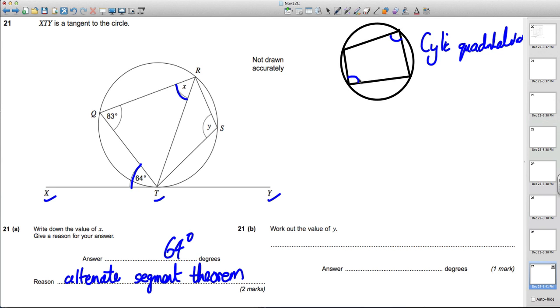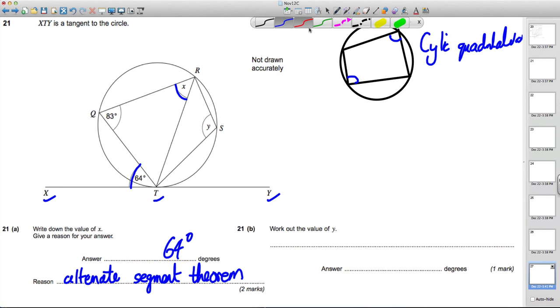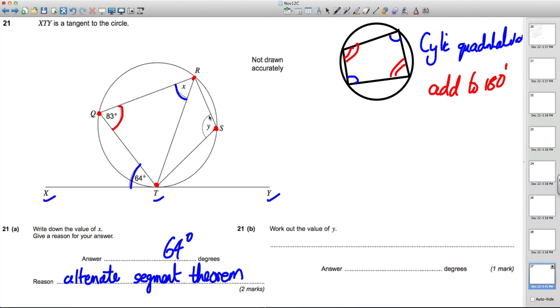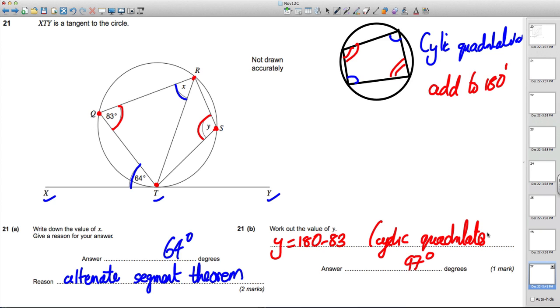Now that angle and that angle add to 180, and that angle and that angle add to 180. So this is cyclic, because look, those points, forget about triangles now, we've got a quadrilateral. That angle and that angle must add to 180, so y must be 180 subtract 83, which is 97 degrees. And the reason is cyclic quadrilateral. Okay, and you're done.